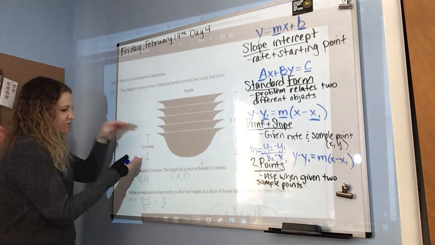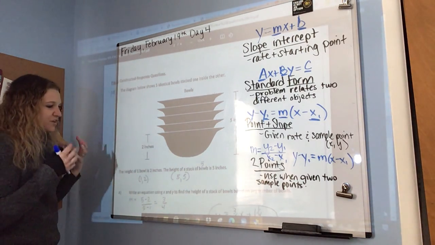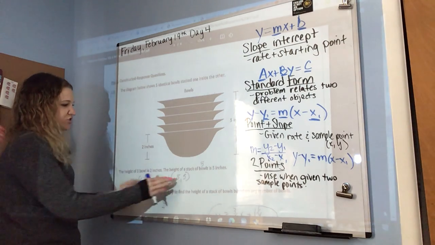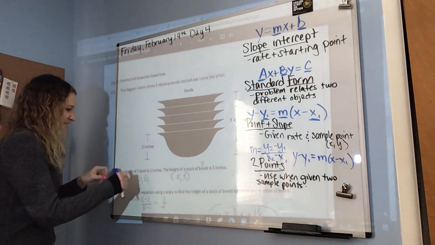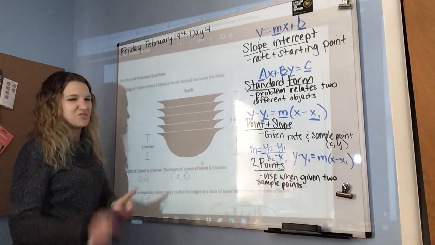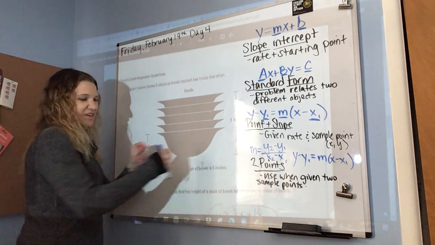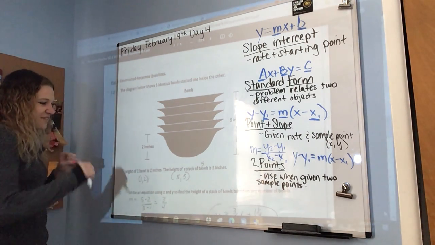Honestly, whenever they have 2 different things like this, hopefully your mind starts to jump to 2 points. They have it kind of written out. Even though there's not a number here, which is a little bit confusing, they have it written out as 2 things and 2 things. And they're even split up.